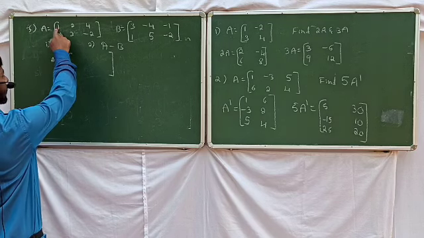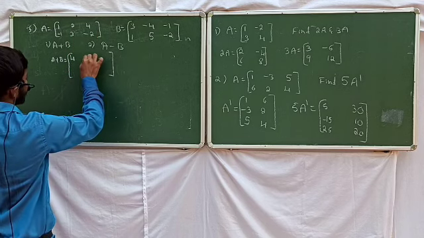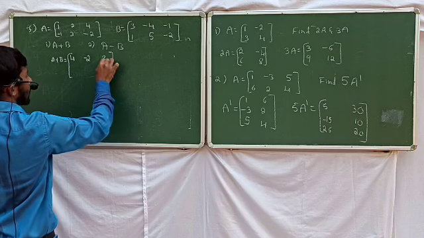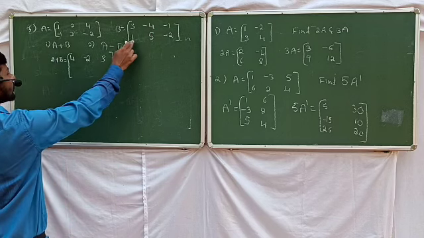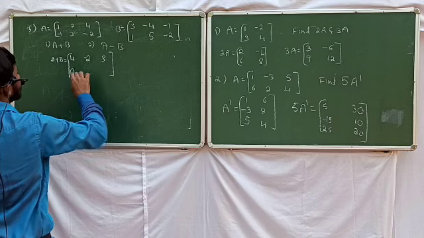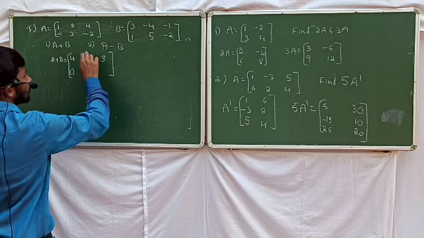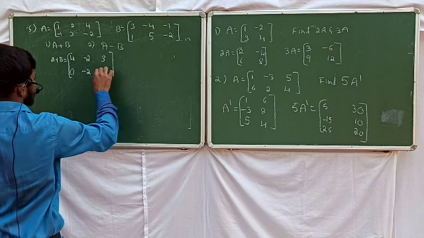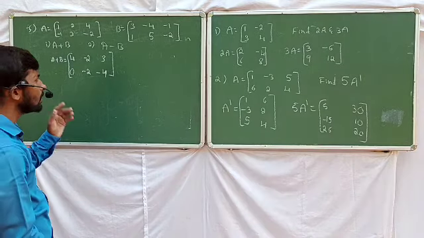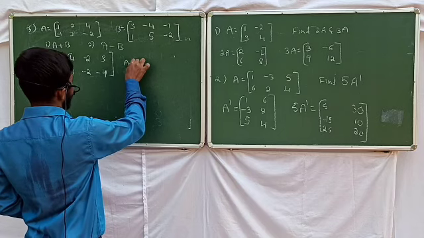Add the corresponding elements. 1 plus 3 is 4, 2 minus 4, its value is minus 2, 4 minus 1, its value is 3, minus 1 plus 1, its value is 0, 3 plus 5, it's equal to 8, minus 2 minus 2, its value is equal to minus 4. It's the value of A plus B. Okay, now calculate the value of A minus B.